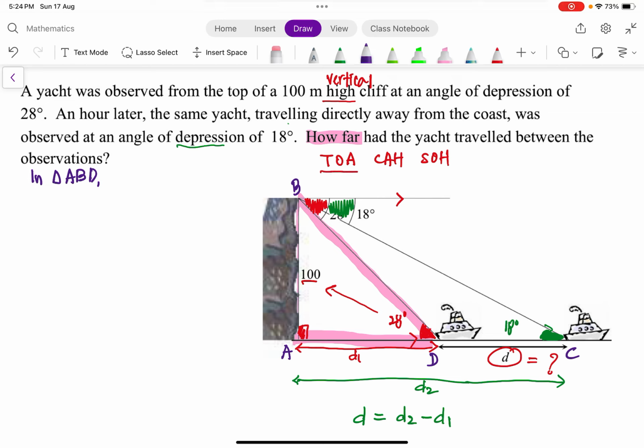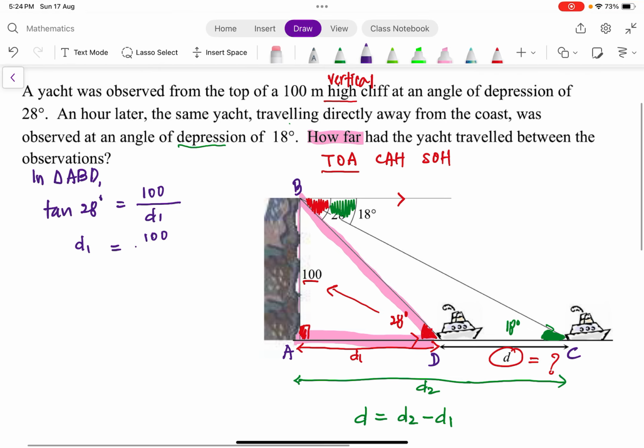So with all this, let me put the information. So I have tangent 28 degrees equals 100 over d1. Now at this point, this will not give us any marks yet until I am able to manipulate the next step correctly. So d1 is equal to 100 divided by tangent 28 degrees. So the first step is done.